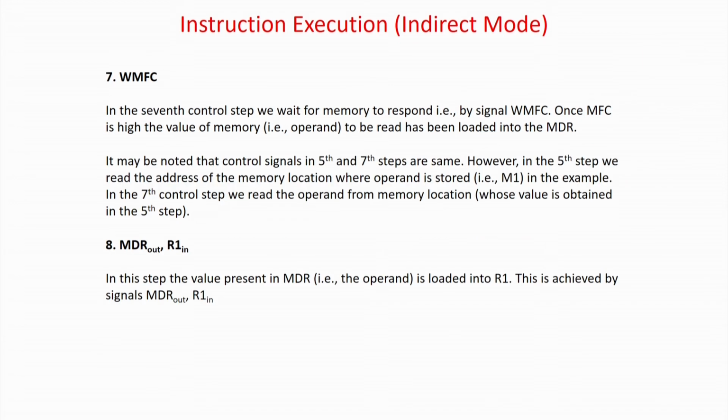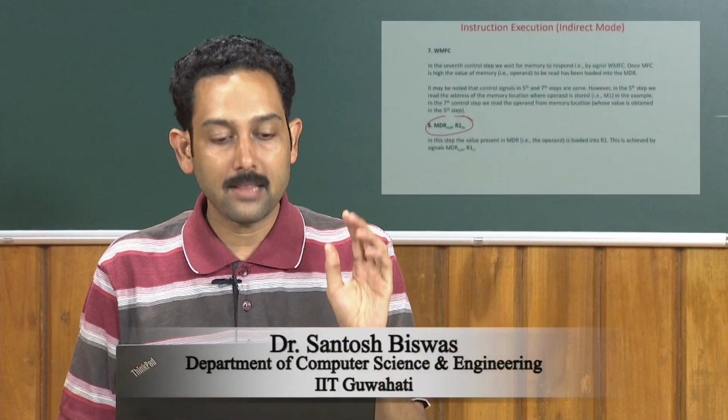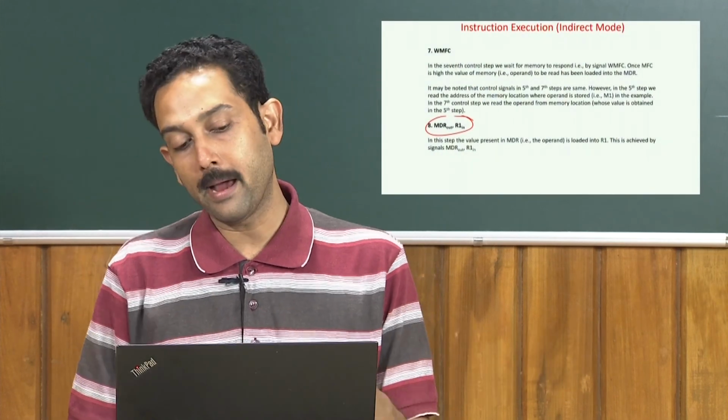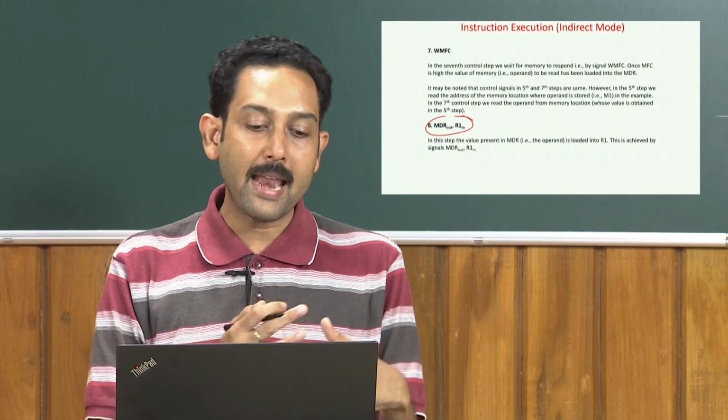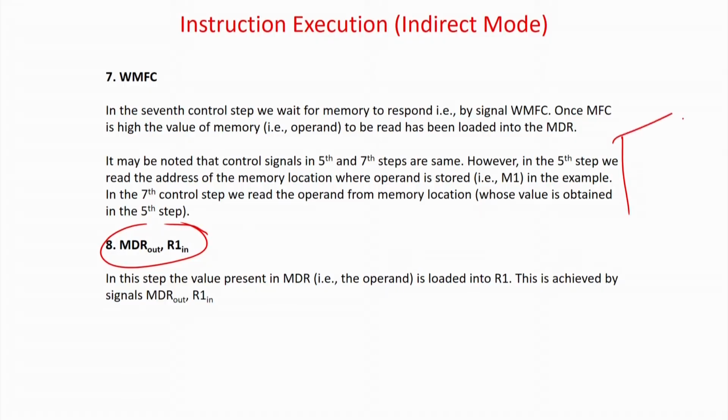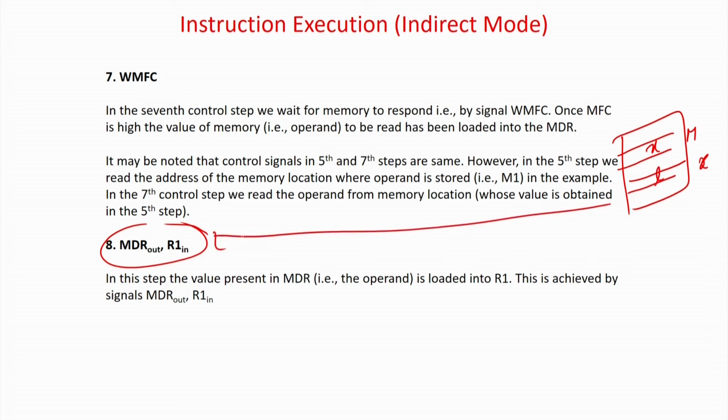Next you wait for some amount of time, and then you have exactly the operand present in memory location X, whose content we assume to be L for the time being. It will be taken from MDR and dumped to register R1. So in two indirect stages, R1 has the exact operand: first the content M, which was X, and then the exact content L, which is dumped into R1. So in the indirect mode we can get the values.